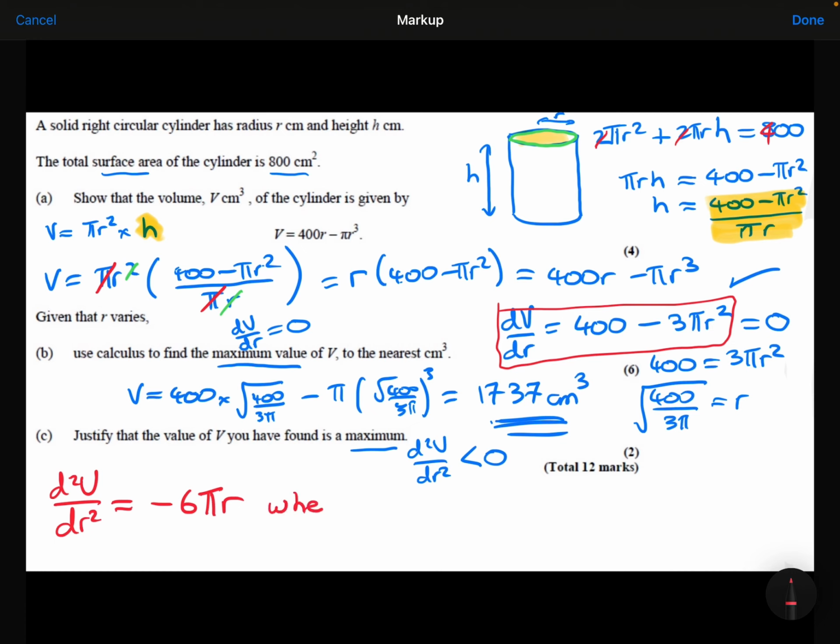So this is my expression for the second derivative. And I can say that when r is the 6.5 we found before, the square root of 400 over 3 pi, substituting that in here, we can clearly see that we get a negative value. So when r equals 6.5, d2V by dr squared is negative. Therefore, this shows that V is a maximum rather than a minimum. If it was positive, it would have been a minimum. But it's not, it's negative. So it's a maximum.